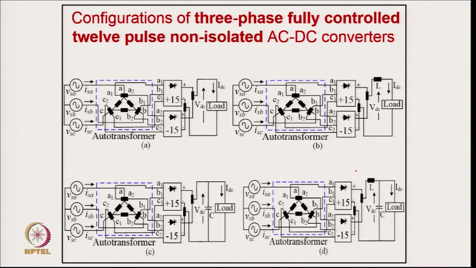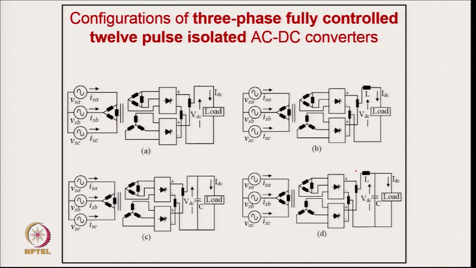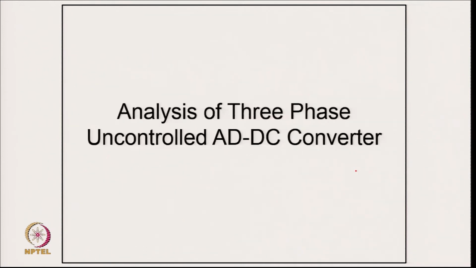So harmonics get reduced because the harmonics below the 11th are not there, but still the 11th, 13th and higher orders are there, and apart from that it draws reactive power. So control of output voltage comes at the cost of reactive power drawn from the supply system. And this is, of course, an isolated topology of this 12 pulse converter also.